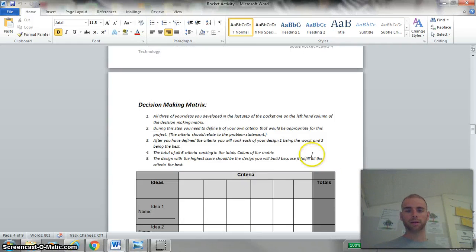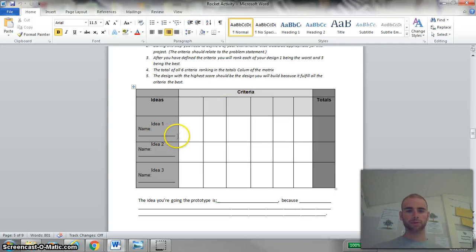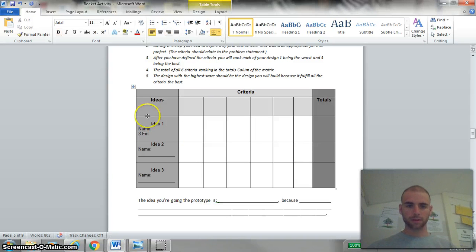So I'm going to come back over to here, and I'm going to type my 3 in. So it's a 3 fin. There's the 4 fin. And then there's circles. Okay? Next, what I'm going to do is come up with some criteria of what I think a good design is. Okay?